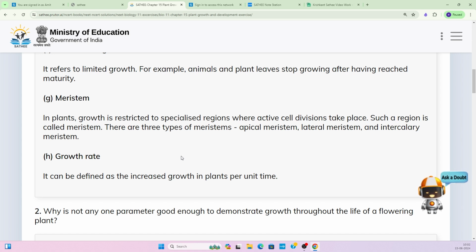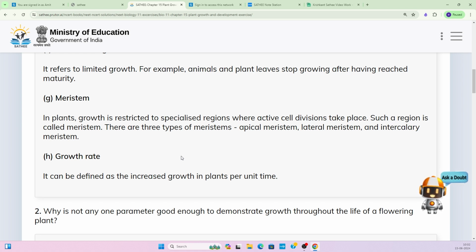and at the time of secondary growth they form a whole ring, right? And intercalary meristem is present at the nodal region, from where new branches arise, new axillary buds arise at the axils of the leaves. So that is the intercalary meristem.